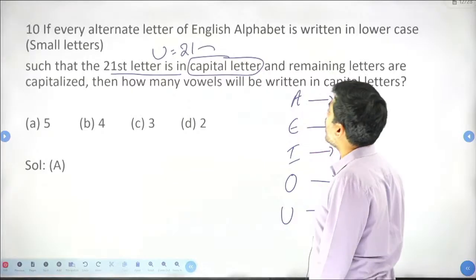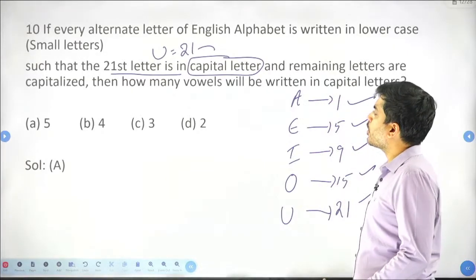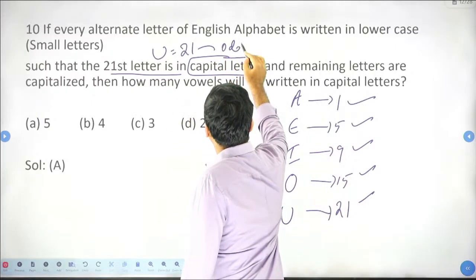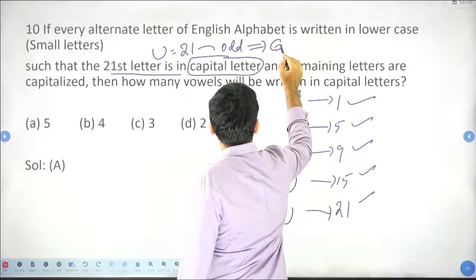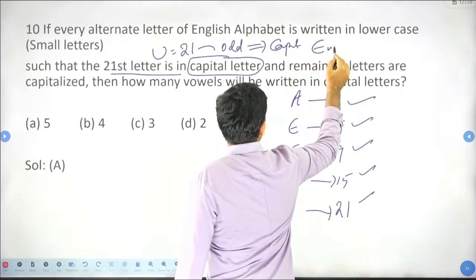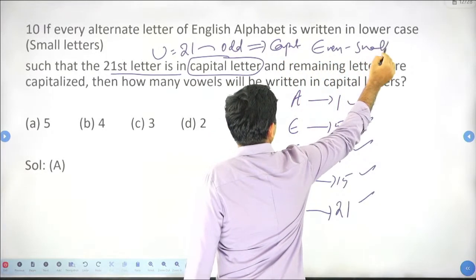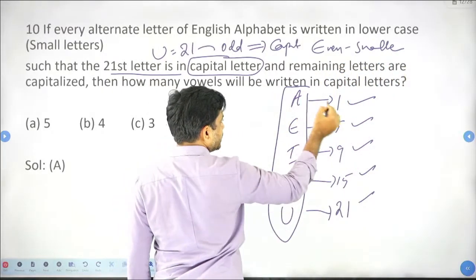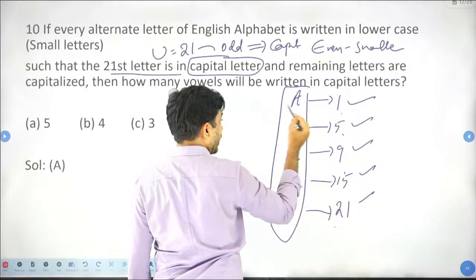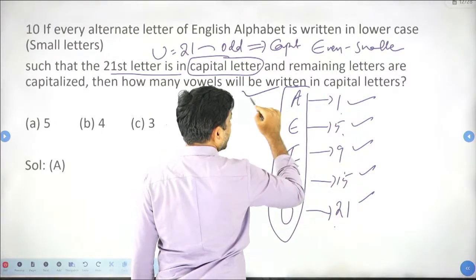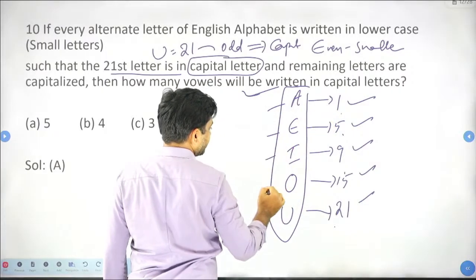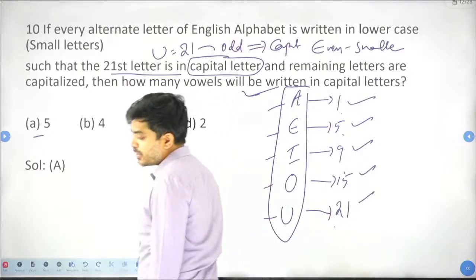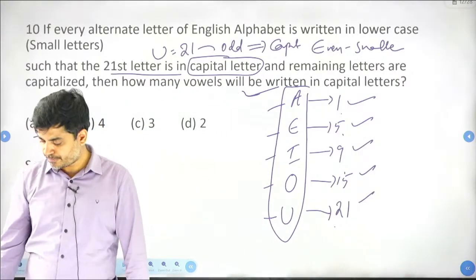And remaining letters are also capitalized. It means what is the 21 actually? Odd number. So all this odd number they are saying capital. Even numbers are smaller. Luckily all the vowels numbers are odd numbers. So all are capital letters. How many vowels written in capital means all 5. So option A. Option A is the answer. That's all.